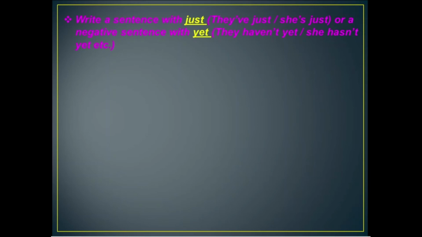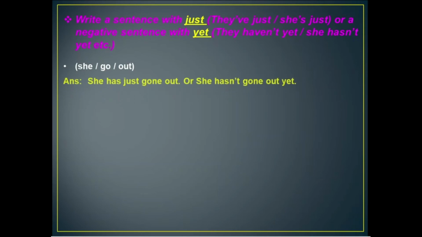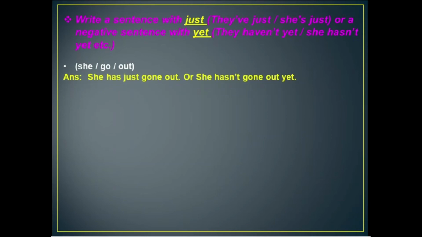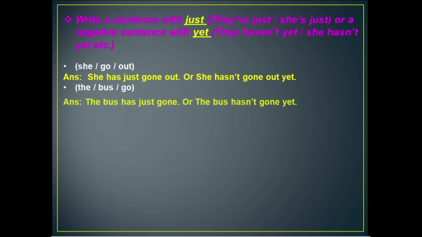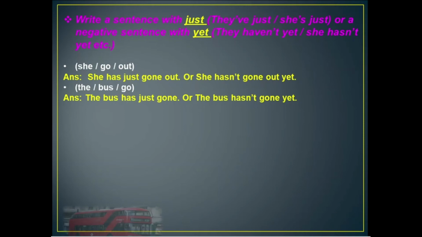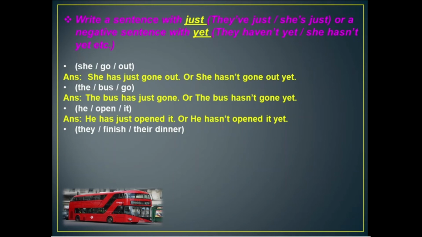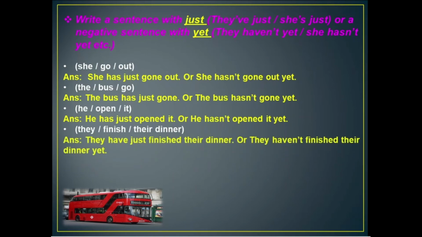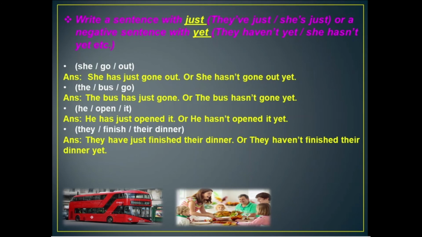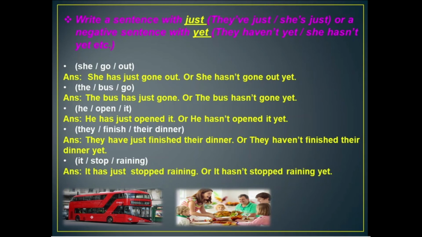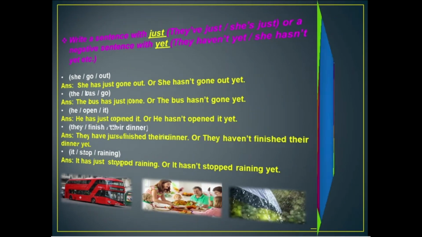Another exercise of using just and yet. She go out. So how do you make the sentence with this? She has just gone out, if you're using just, or for the negative, she has not gone out yet. The bus go. The bus has just gone, or the bus hasn't gone yet. He opened it: he has just opened it or he hasn't opened it yet. They finished their dinner: they have just finished their dinner, or they haven't finished their dinner yet. It stopped raining: it has just stopped raining, or it hasn't stopped raining yet.